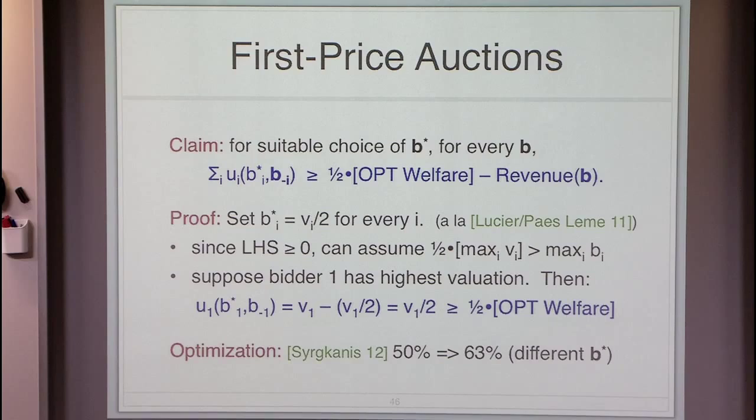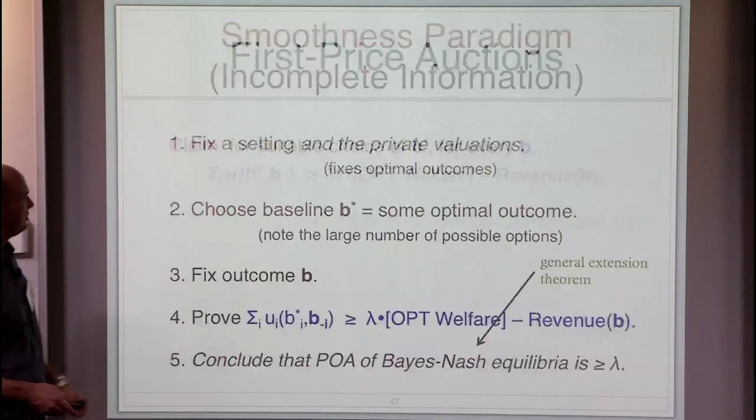So again, takeaway here, remember, you have a definition. Why is it interesting? You need examples, you need implications. Here's an example of the definition, first price auctions. Again, there are many others. If there's time, I'll tell you about some of the others. So you can establish this inequality in settings of interest.